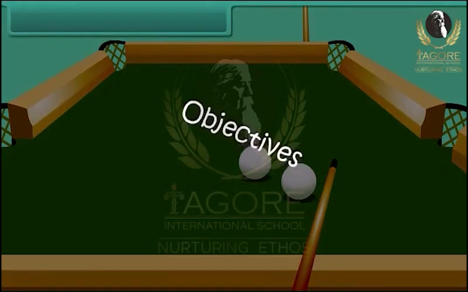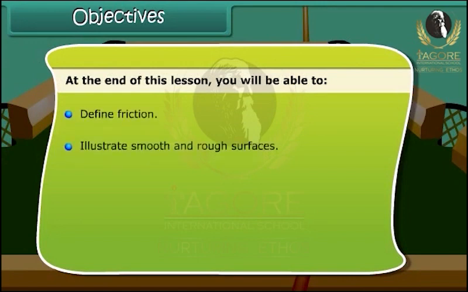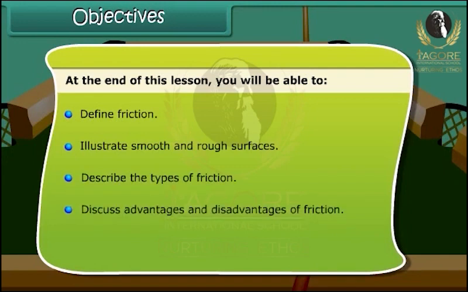Objectives. At the end of this lesson, you will be able to define friction, illustrate smooth and rough surfaces, describe the types of friction, discuss advantages and disadvantages of friction, illustrate the way to reduce or increase the friction.